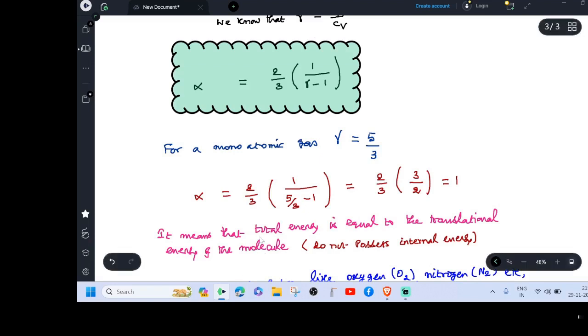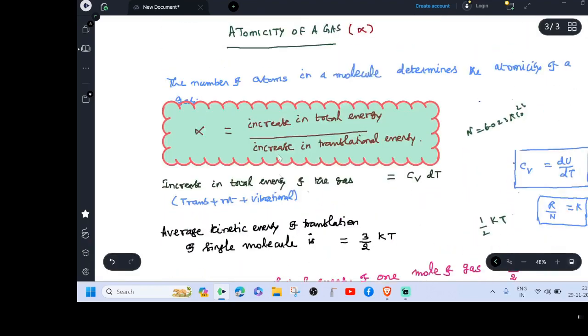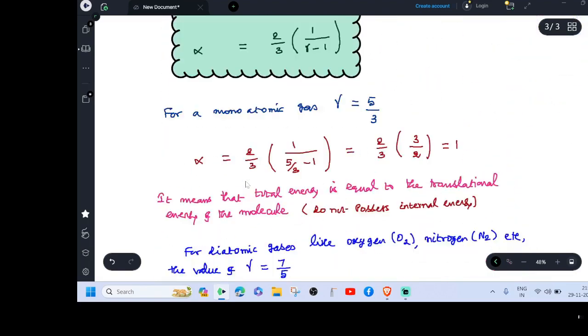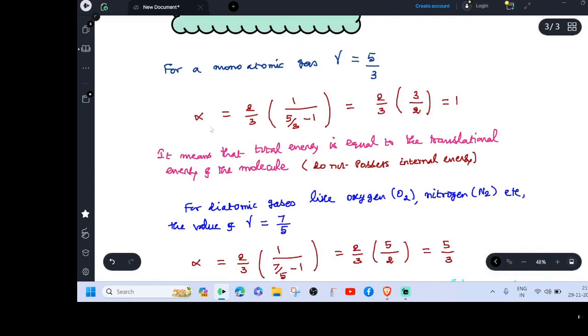It means that the total energy is equal to the translation energy of the molecule, because alpha, the atomicity of the gas, is the increase in total energy divided by the increase in translation energy. Here we are getting the value of 1 for a monatomic gas. So the total energy equals translational energy. That means no rotational or vibration energy. In the case of a monatomic gas, the molecules do not possess rotational or vibration energy. They have only translation energy, because the value of atomicity is unity.